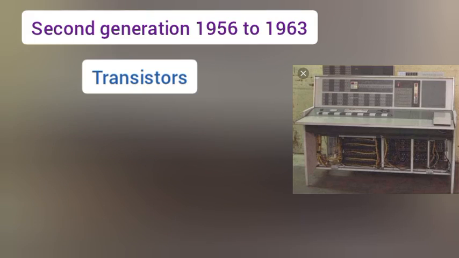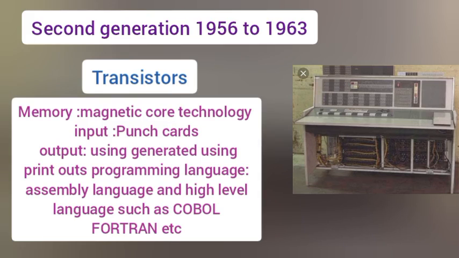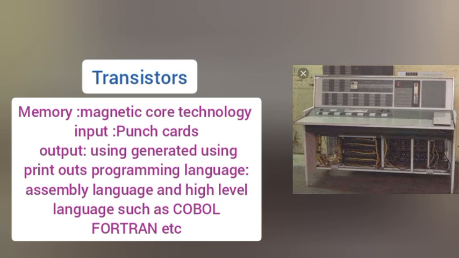Second generation, 1956 to 1963, transistors. Second generation computers were manufactured using transistors rather than vacuum tubes. Coming to the memory, they used magnetic core technology for memory. Input: computer was fed using punch cards and output was generated using printouts. Programming languages were high level languages such as COBOL, Fortran, Algol, etc.